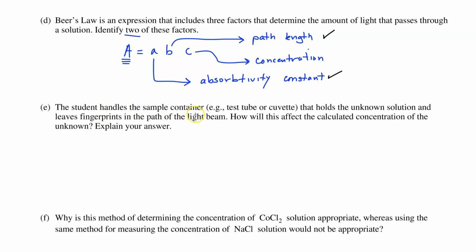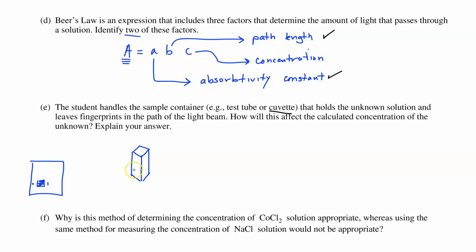The student handles a sample container, test tube or cuvette that holds the unknown solution and leaves fingerprints in the path of the light beam. So here's my ugly cuvette. I know you can't wait for me to draw another one. So here's my cuvette. I think I'm getting better. That's going to fit into, if you look overhead of a spectrophotometer, there's a little place where you insert it. There's going to be a place right here where they shoot the light, and there'll be a detector here to measure how much light goes through. So the student handles the sample container, the cuvette, that holds the unknown solution and leaves fingerprints.